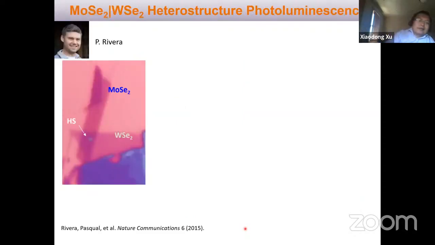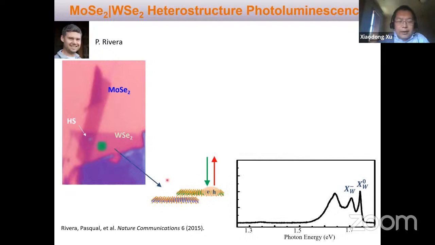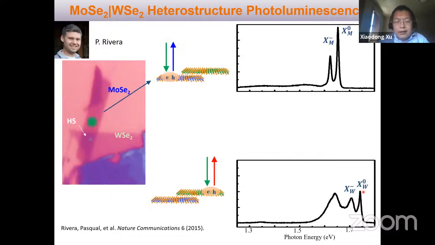So we started this project back in 2013. My student Pasqual started to fabricate these heterostructures. Here's the first generation device we made. The optical image shows the monolayer MoSe2, the monolayer WSe2, and the heterostructure area. And then we performed photoluminescence measurements. First we look at the luminescence from the monolayer WSe2, and we see just the intralayer excitons. We can do the same measurements on monolayer MoSe2 and see the intralayer exciton itself.